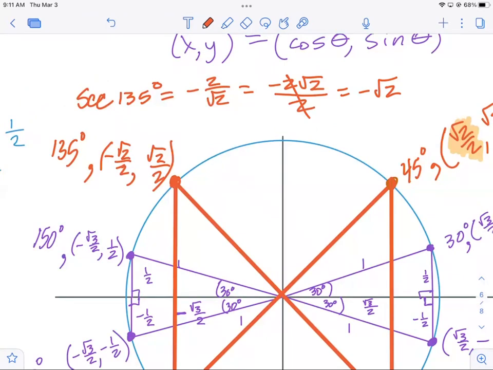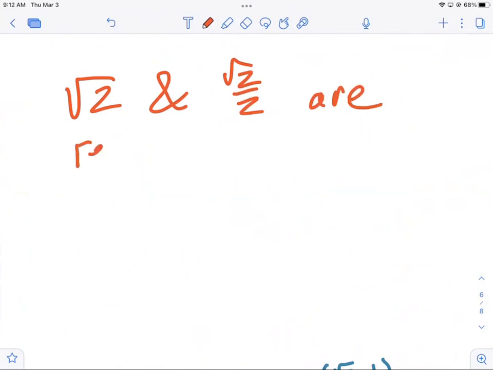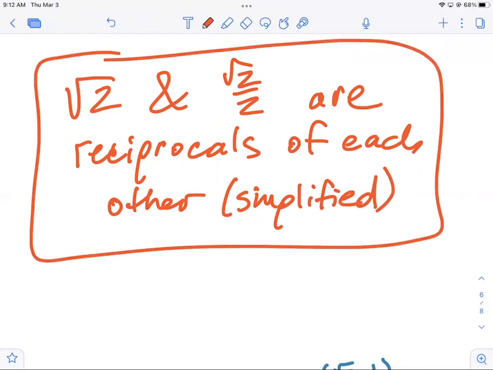And what is the cosecant of 135? Positive square root of 2. Got it? Okay. Square root of 2 over 2 and the square root of 2 are reciprocals of each other. Let's write that down. If it's so important, let's write it down. The square root of 2 and the square root of 2 over 2 are reciprocals of each other. And then we'll put in here simplified. Get used to that, okay?